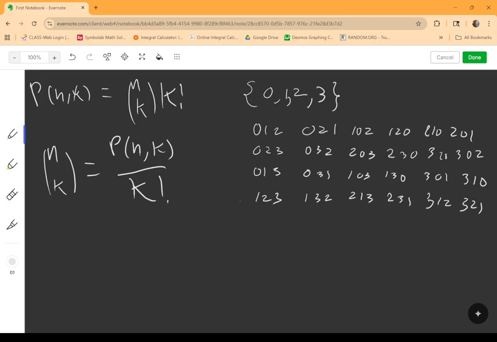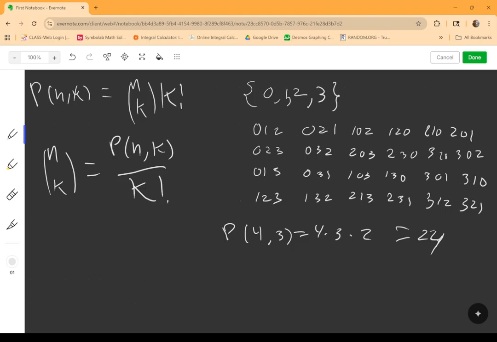Okay. So we could see here, P(4, 3), so that's 4 times 3 times 2, which gives me 24. So we have 24, what we'll call the total outcomes.